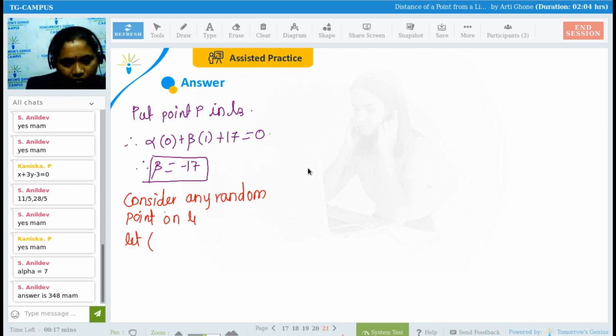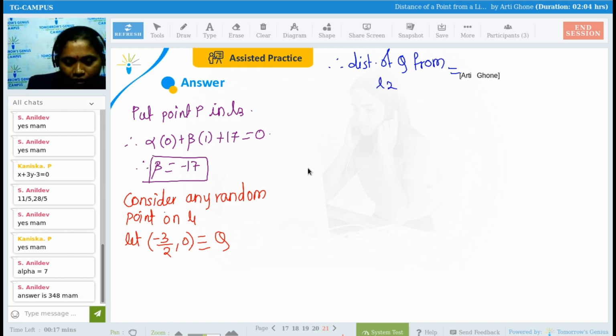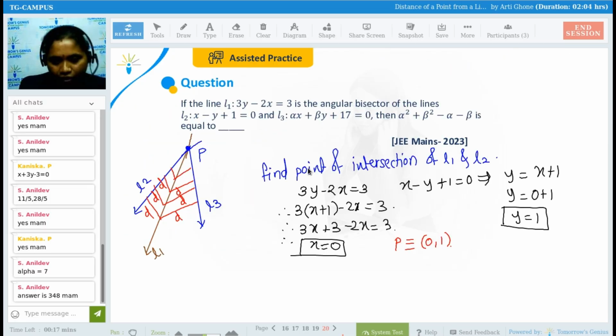Let minus 3 by 2 0. Okay. Therefore, distance of Q equivalent to... So distance of Q from L2 is equal to distance of Q from L1. Just take this equality, you will get the alpha value.